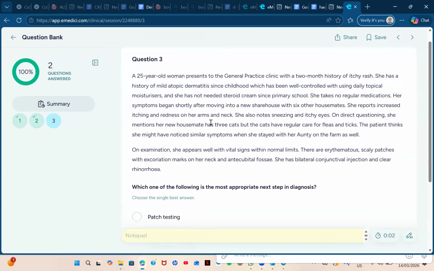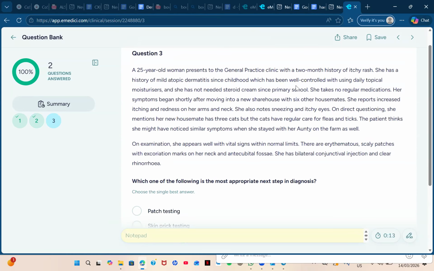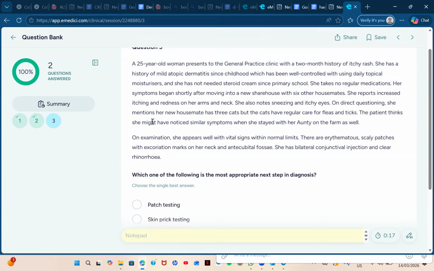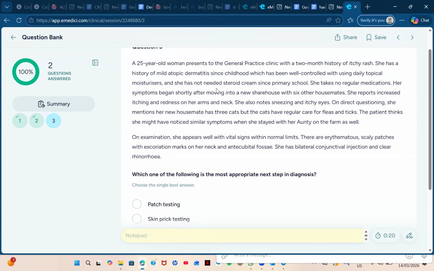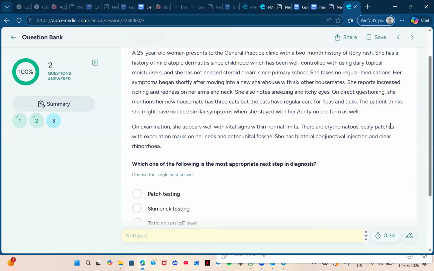Okay, next one. A 25-year-old woman presents to the GP practice with a 2-month history of itchy rash. She has a history of mild atopic dermatitis since childhood, which has been well controlled with daily topical moisturizers. She has not needed steroid cream since primary school. She takes no regular medications. Her symptoms began shortly after moving into a new share house with 6 other housemates. She reports increased itchiness and redness on her arms and neck, and she also notes sneezing and itchy eyes on direct questioning.